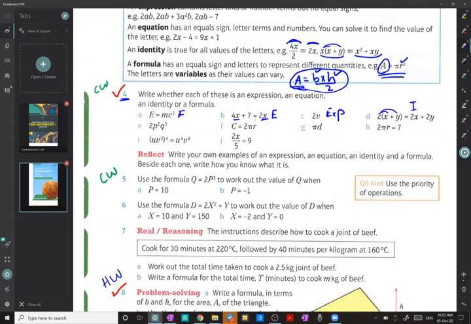In classwork number 5, this is a formula because it has more than one variable, and they want you to work out the value of q. In part A they gave you p and they want you to find q. So you use this formula in order to find q. So q is equal to 2 times 10 cubed, so 10 cubed is 1000, times 2. So it's 2000, the value for q.